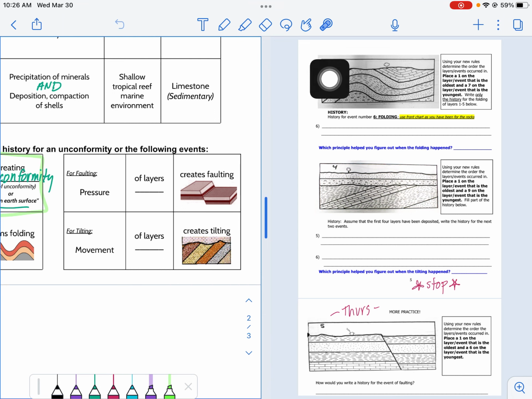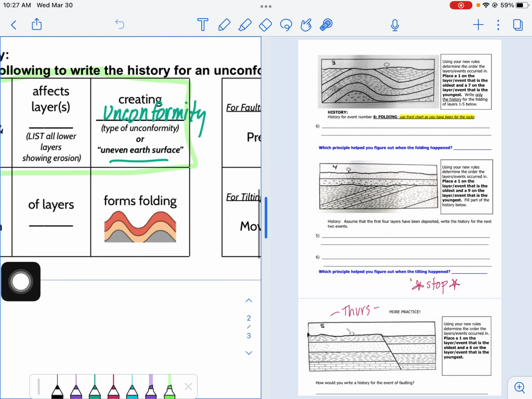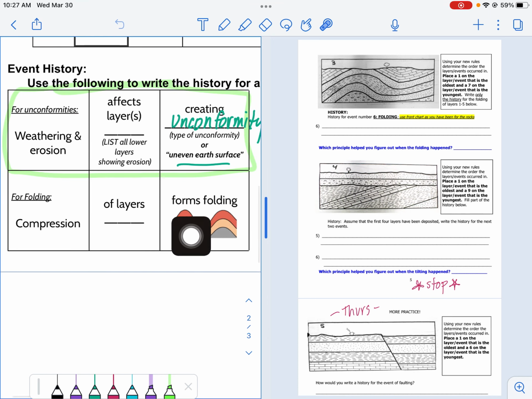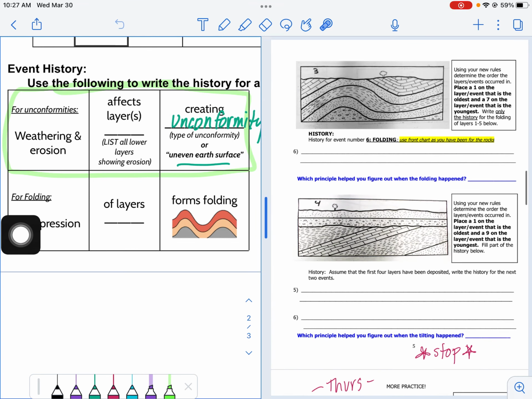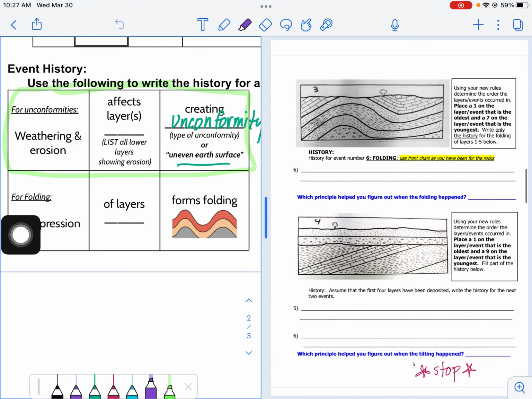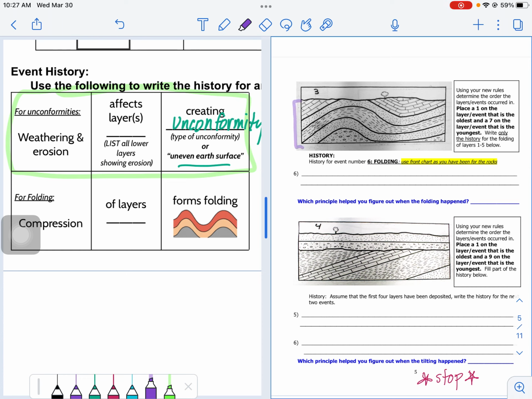So looking at my number 3, I'm trying to figure out, I see these bumps. That's a pretty big clue. I'm looking at a folding event. So I need to make sure that I'm recognizing that folding has to be a step in my history. I have to give that a number. So what number is that going to be? It's got to be one of my 7 steps.